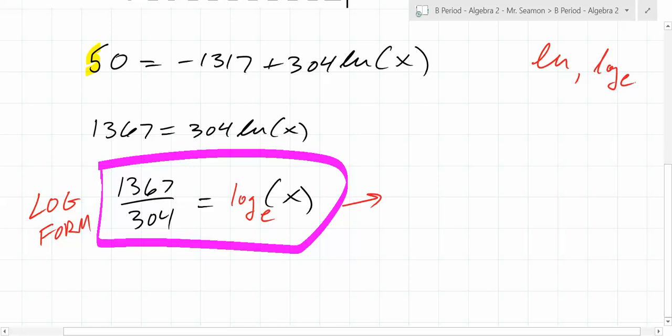So if that's in log form, can someone tell me what that is in exponential form? Can someone raise their hand and tell me what it is? What is it? e to the 1,367 over 304 equals x. And is that something you can plug into your calculator? Do that for me right now.